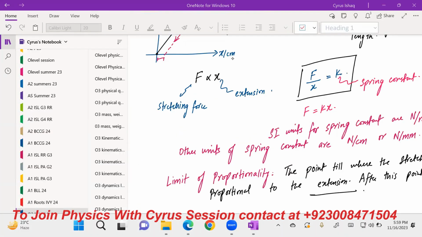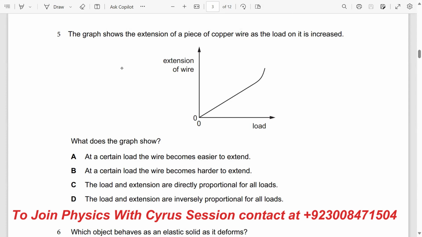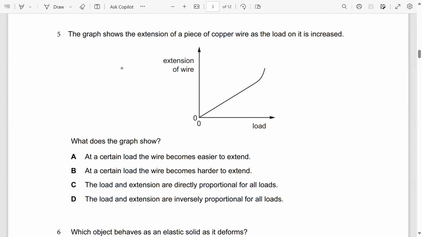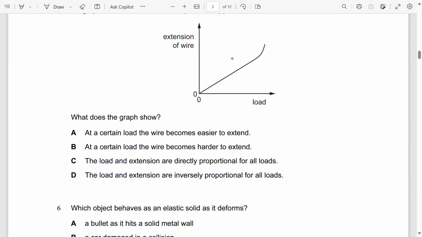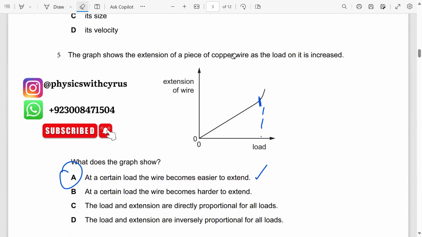A couple of questions. The graph shows the extension of a piece of copper wire as the load on it is increased. What does the graph show? At a certain load, the wire becomes easier to extend. After this point, the wire is easily extended. Answer is A. ठीक है. C तो है कि वो all loads के लिए थोड़ी है, यहाँ तक थोड़ी है. It's not for all loads. It's still limit of proportionality. इसका आंसर A है. इस तरह से है ना कि अगर कुछ लोड के बाद वो आराम से एक्सटेंड होना शुरू हो जाएगा. देखिए, आपके पास इस पॉइंट के बाद आप थोड़ी सी फोर्स लगा रहे हैं, वो ज्यादा एक्सटेंड कर रहा है.